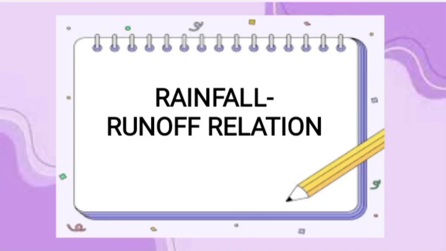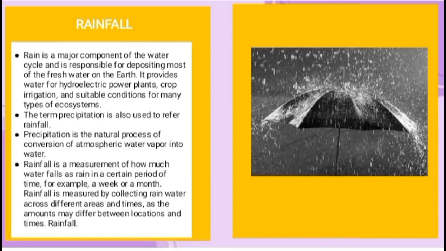Rainfall runoff relation. First of all, what is rainfall? Rain is a major component of the water cycle and is responsible for depositing most of the fresh water on the earth. It also provides water for hydroelectric power plants, crop irrigation, and suitable conditions for many types of ecosystem. The term precipitation is also used to refer to rainfall.